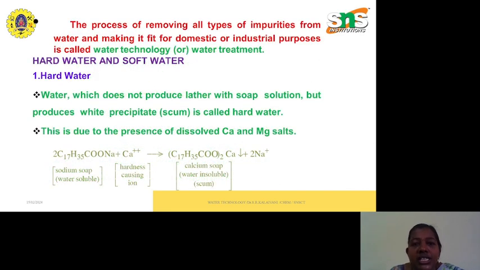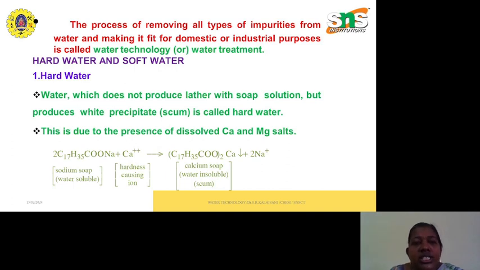So, water can be classified into two categories. One is hard water, another one is soft water. First, what is meant by hard water? Hard water means water which does not produce lather with the soap solution, but it produces a white precipitate, that means scum. Actually, the main reason for hard water is the presence of dissolved calcium and magnesium salts. Dissolved calcium and magnesium salts means calcium bicarbonate, magnesium bicarbonate, calcium chloride, magnesium chloride, calcium sulfate, magnesium sulfate. These are the reasons for hard water.